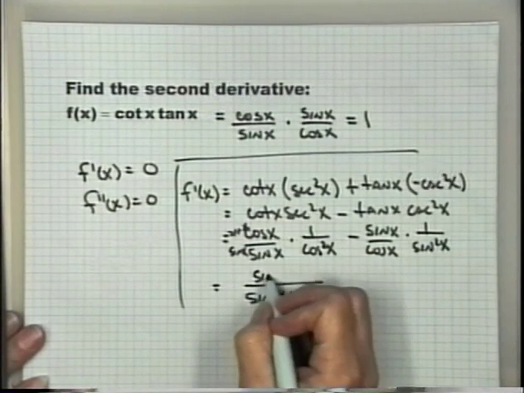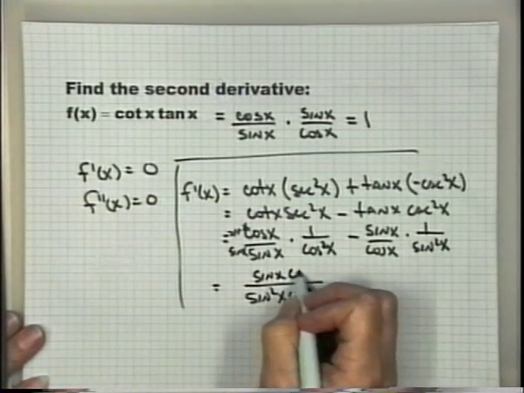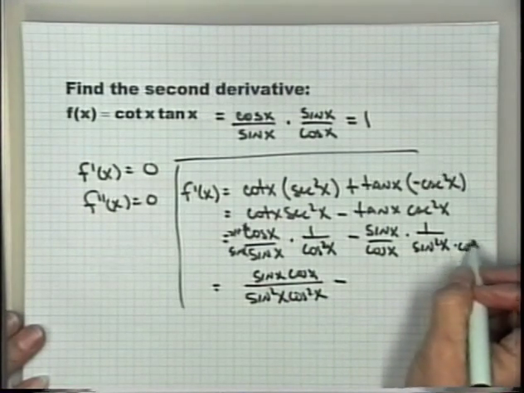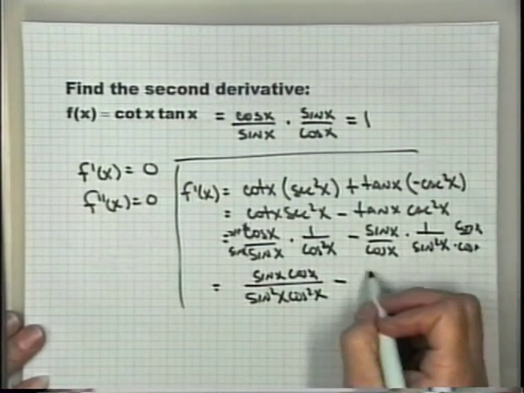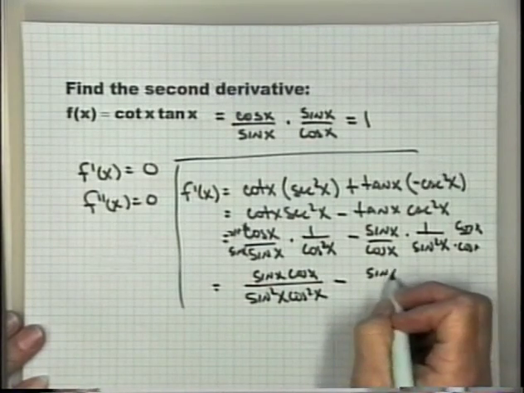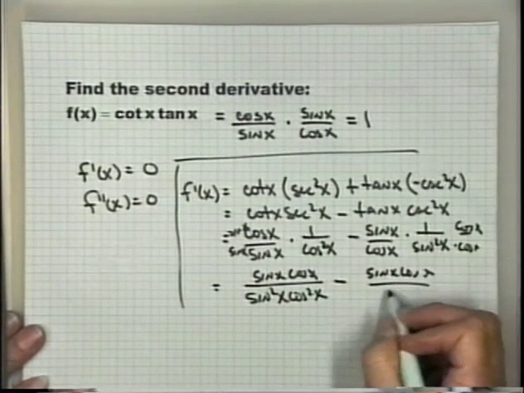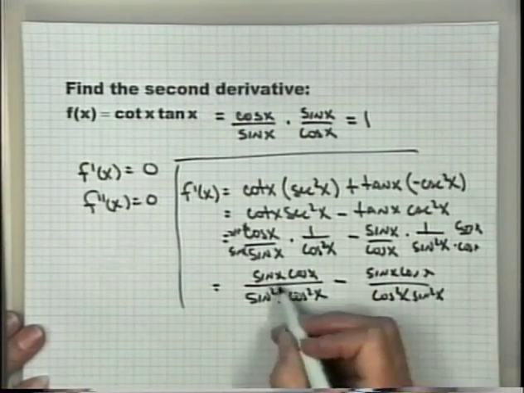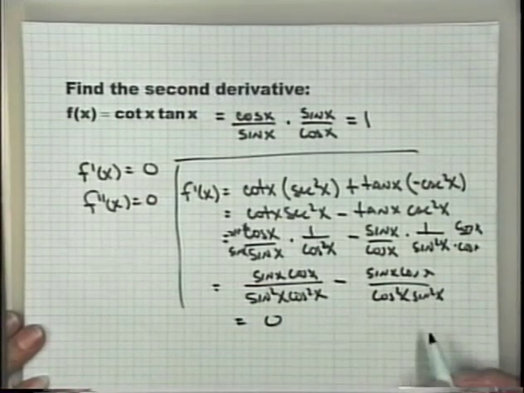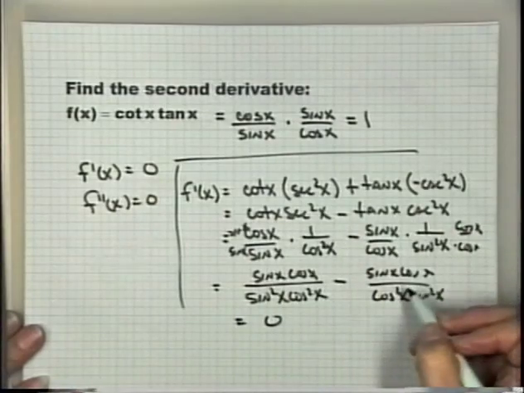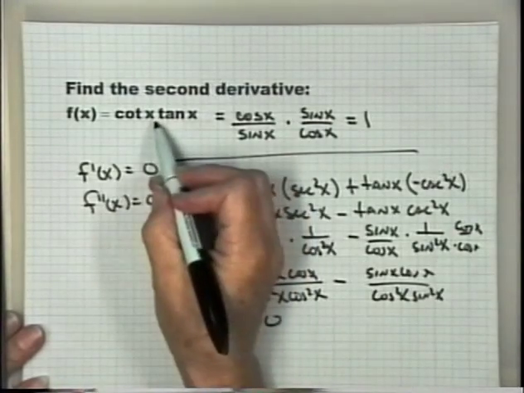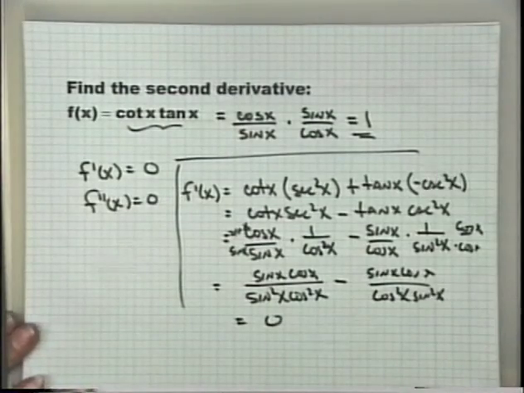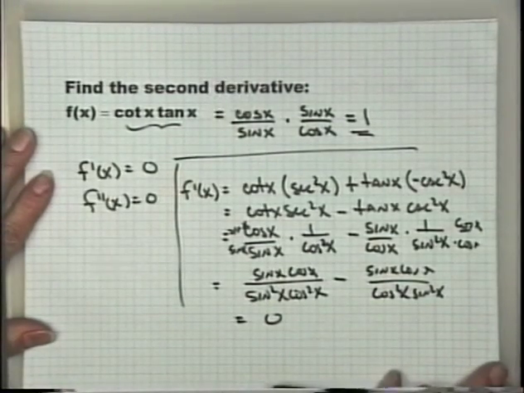So you'd have sine x cosine x here. And this one you'd need to multiply by cosine x over cosine x. So you have minus sine x cosine x over cosine squared x sine squared x. Finally, you can see that will add to 0. But what a lot of work that you don't have to go through if you recognize up front that that's just a constant function. That's kind of tricky, isn't it?